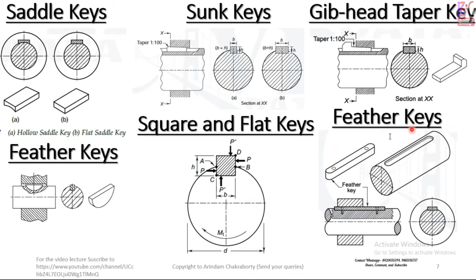And feather keys have a small key which is shaped like this, and it is stepped inside this one and with the pulley, so that it connects the pulley and the shaft. The concept is the same, just a bit of difference. Either it is a half circle or one extra material is added. So the concept is the same with some more differences.